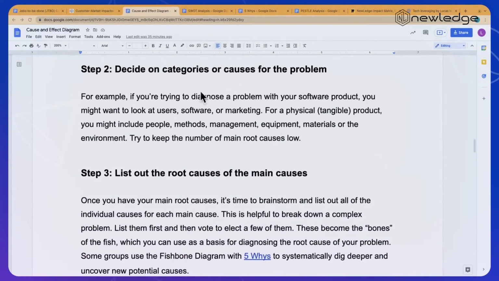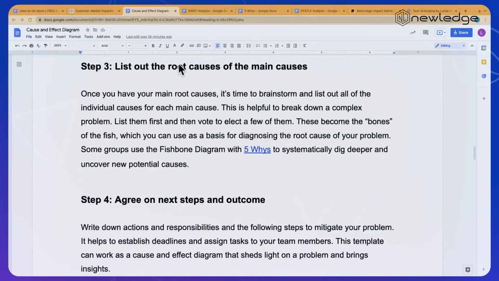Then we decide on categories or major causes for the problem. For example, if you're trying to diagnose a problem with software, you might look at the users, the software itself, marketing. But for a physical, tangible product, that's where you include your people, your process or methods, management, equipment, materials, or the environment. Of course, we always want to keep it simple, so keep the main root causes low. Then we list out the root causes for each of those main causes. For example, people would have a number of root causes attached to it.